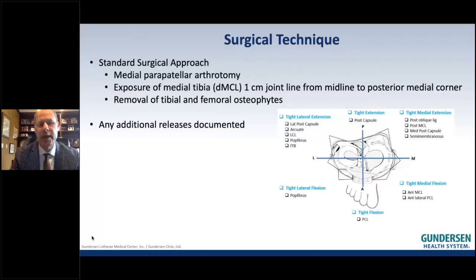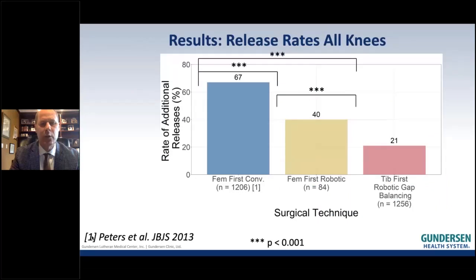So for our data collection, in terms of quantifying the number of releases we did, we looked in extension, laterally, midline, and medially. Laterally, posterior lateral capsule, arcuate ligament, LCL, popliteus, IT band, straight up posterior capsule. And then on the medial side, posterior oblique ligament, posterior MCL, posterior medial capsule, semimembranosus. And then in flexion, looking laterally at the popliteus, the PCL in the middle, and then anterior fibers in the MCL and anterolateral PCL. And then we looked at how many releases were done.